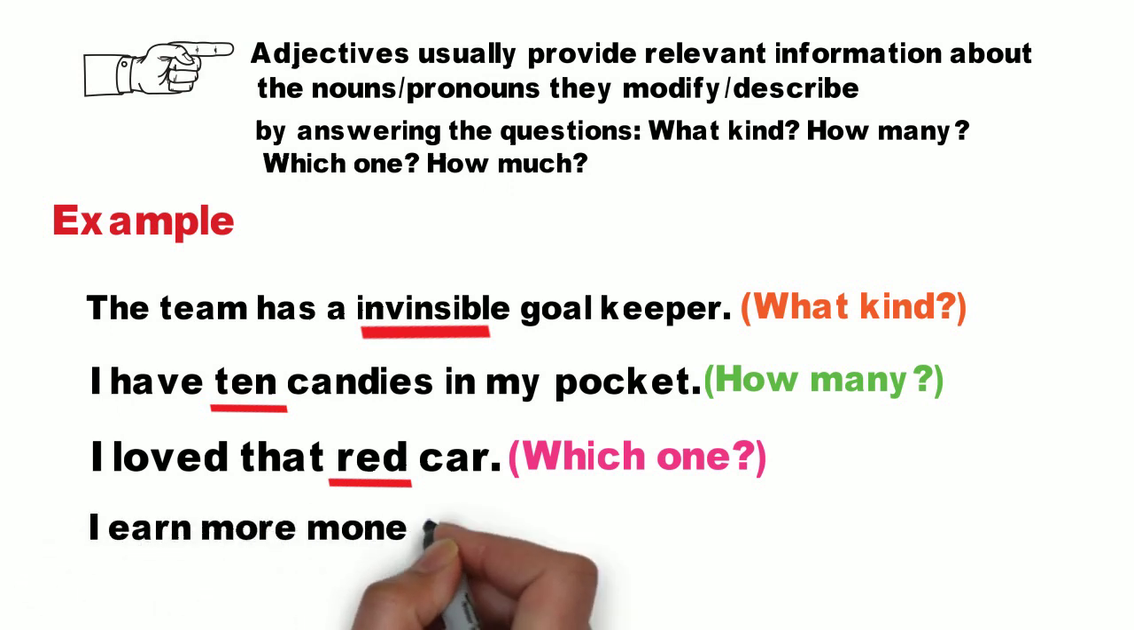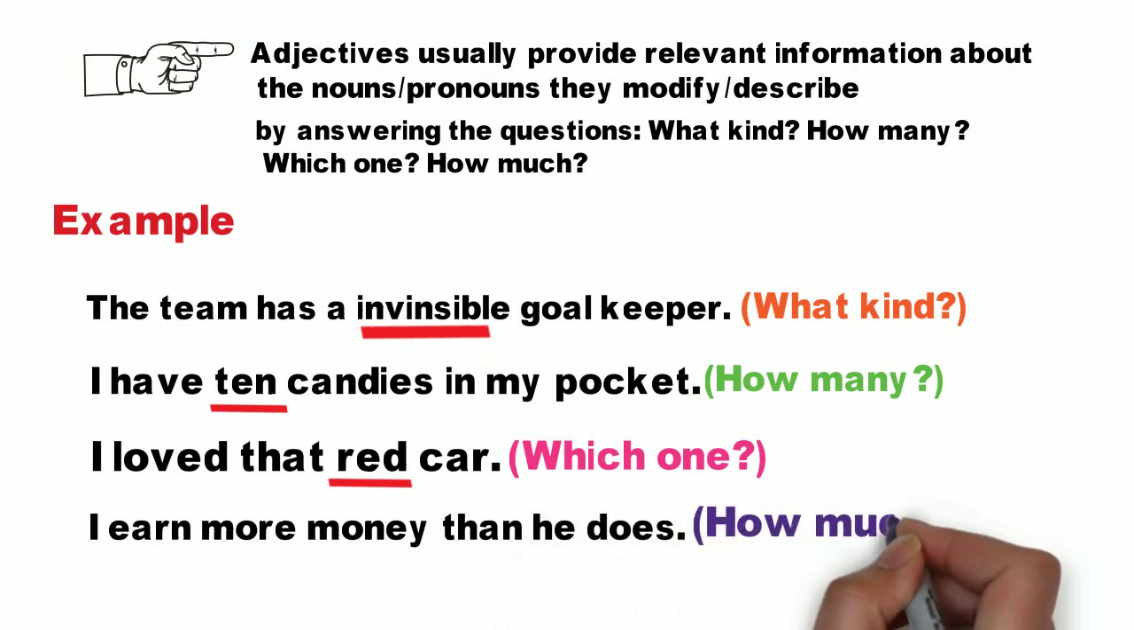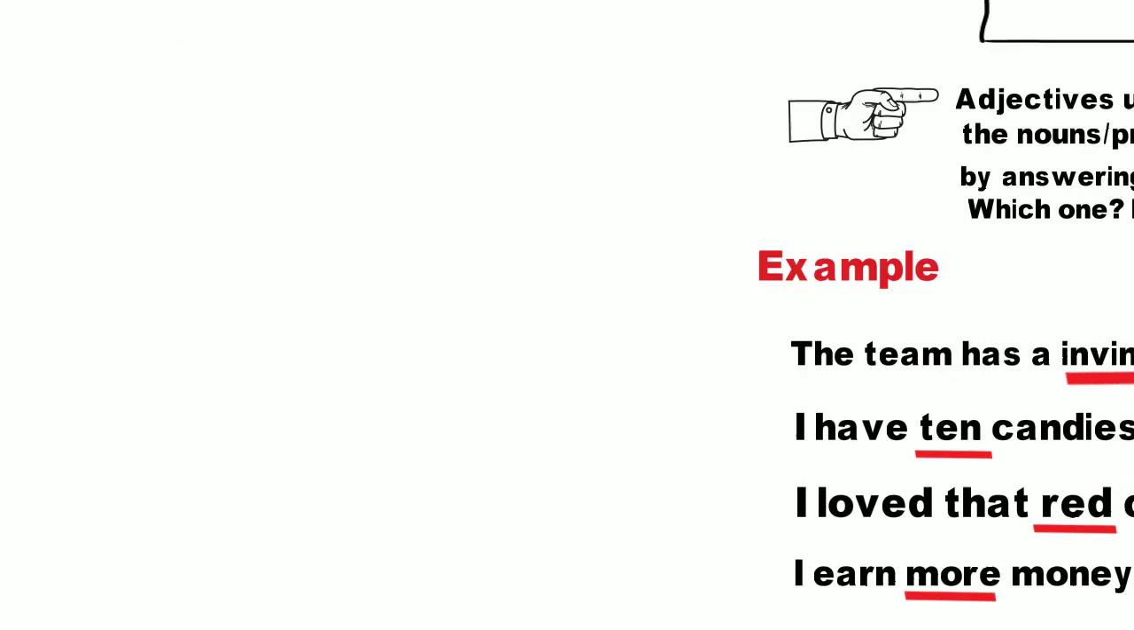Another example. I earn more money than he does. Ask yourself, how much? How much do I earn? The answer is more money. As you can notice, more modifies the noun money. So therefore, more is an adjective.